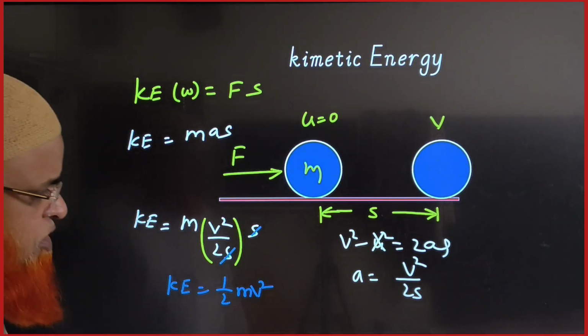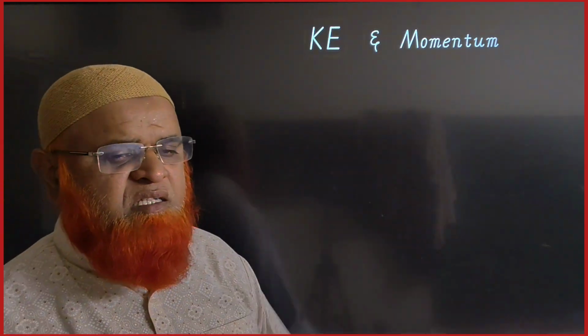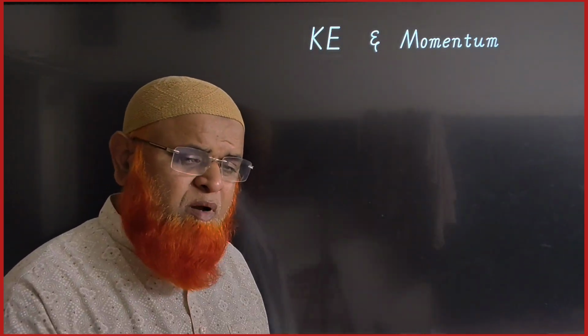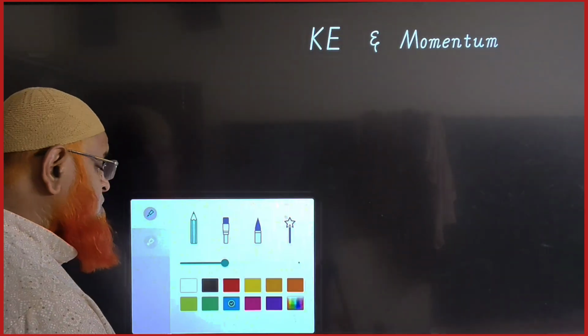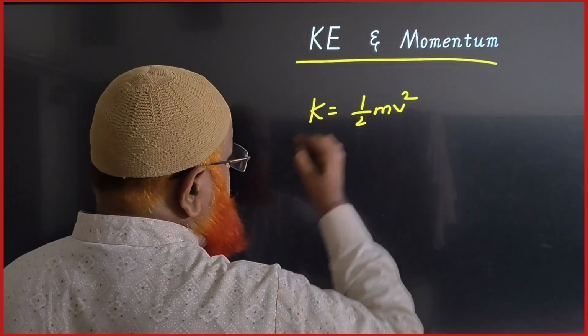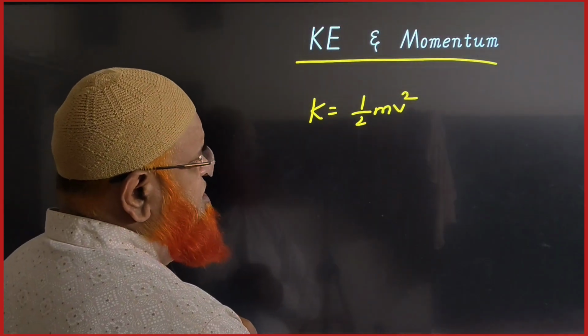This is called the kinetic energy formula. Next, what is the relation between kinetic energy and momentum? Very important. Many problems are coming on these two relations. कितने problems मालूम? Series of 6-7 problems हैं. Kinetic energy is half m v square. ठीक है? ये kinetic energy का formula है.